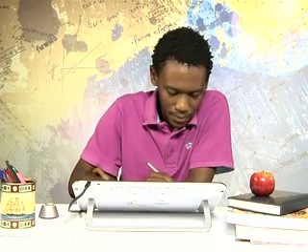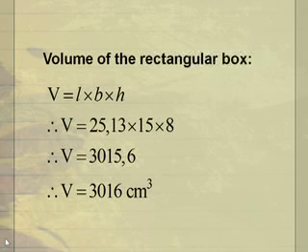Pretty simple. Then you move on to the volume of the rectangular box. So your volume you get by length times breadth times height, or multiply. Substitute into your formula. Your answer is 3015.6. Round that off, and then you get your final answer as 3016 centimeter cubed. All right.